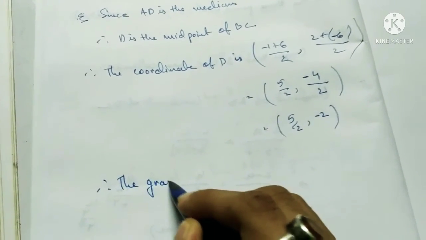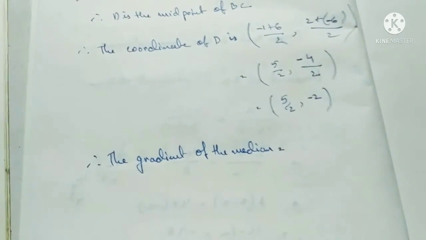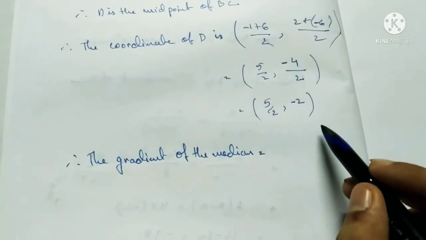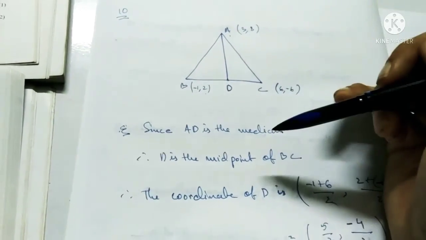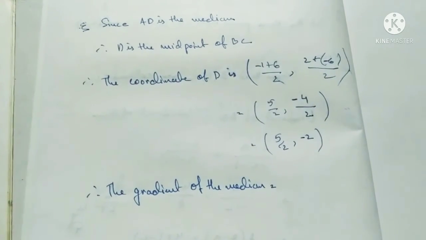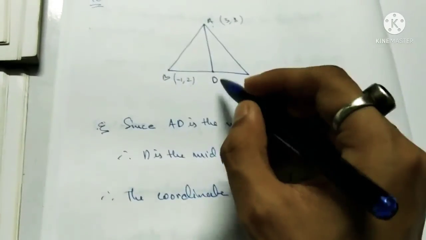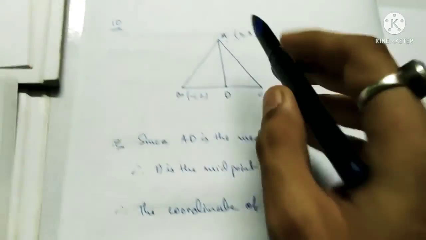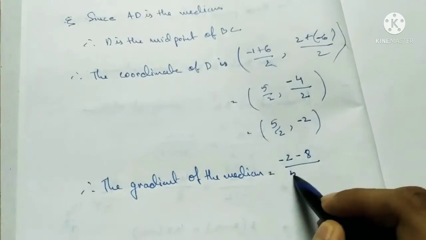Therefore, the gradient of the median, it will be what? Gradient of the median is y2 minus y1 by x2 minus x1. Yes or no? When 2 points are given, how to find the gradient? The formula is y2 minus y1 by x2 minus x1. Okay, so in here you see point D, this is y2 minus y1. In here y2 is minus 2 minus y1, that is 8.